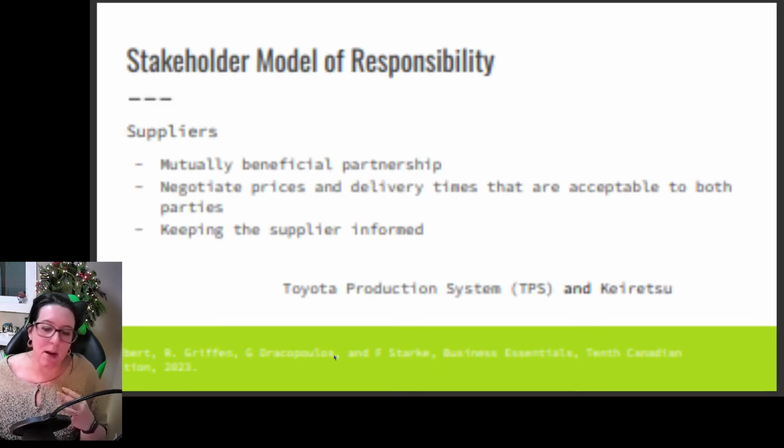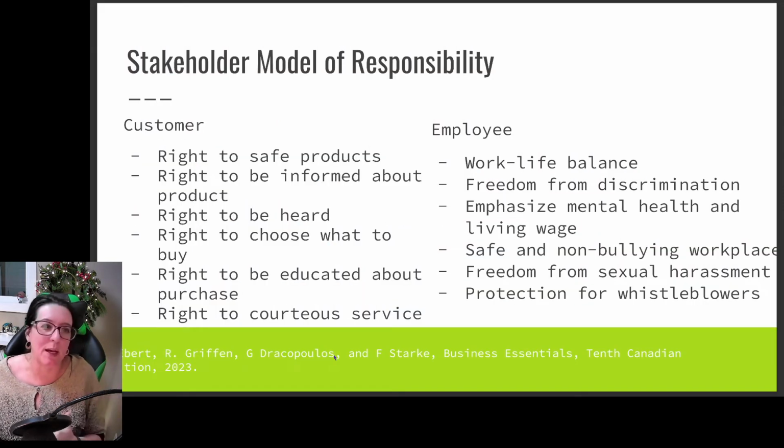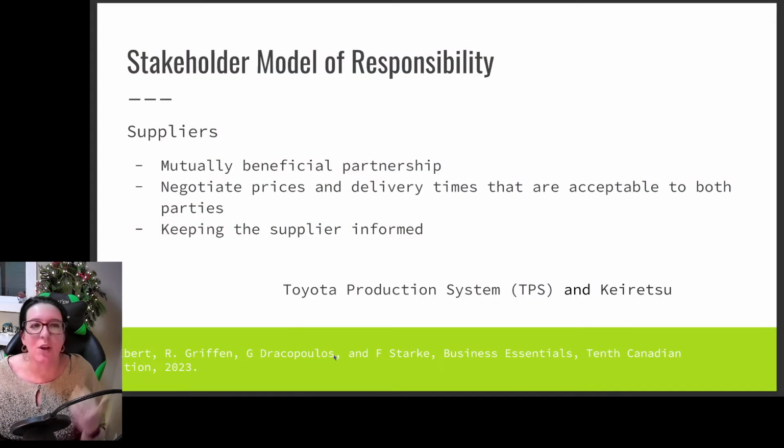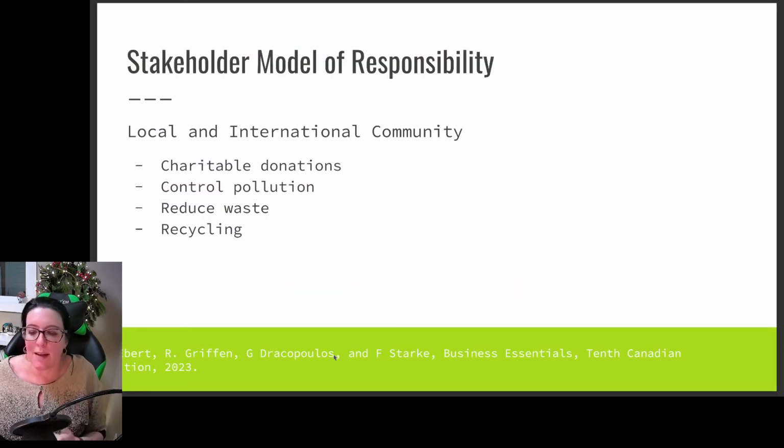So as we look at our stakeholders, just quick, we looked at customer, we looked at employee, we looked at investors, we can look at suppliers, and then last we can look at our local and international community. So how are we doing as an organization in terms of our social responsibilities to the people outside of our organization who aren't buying or selling from us? And so that would include things like pollution and not contributing too much to the landfill. Are we recycling? And then what are we doing in terms of giving back to the community? So are we involved in charitable donations or activities?